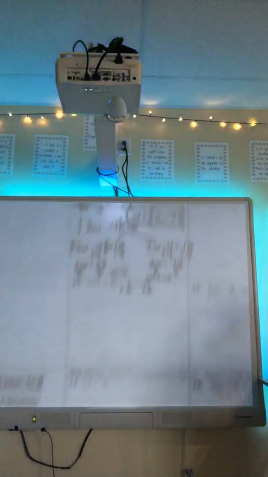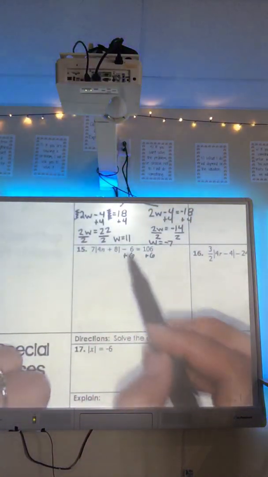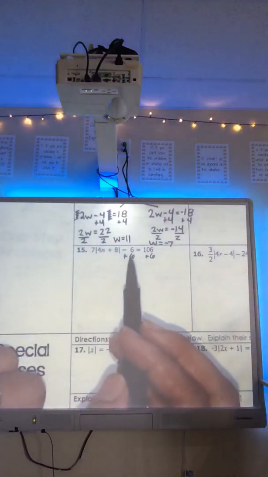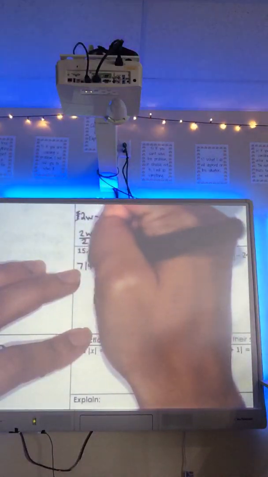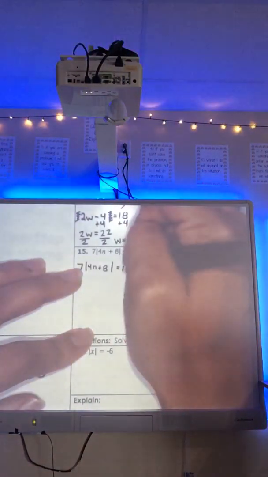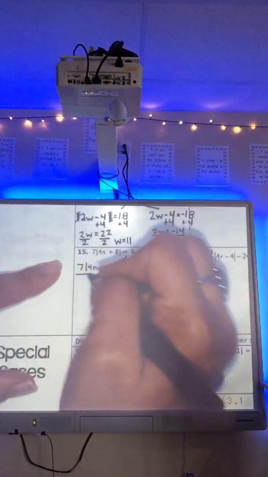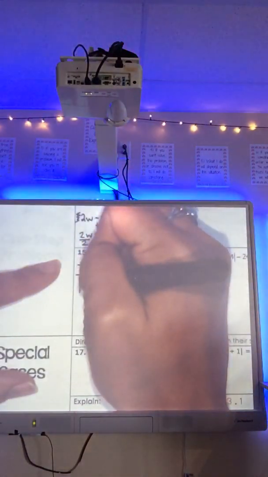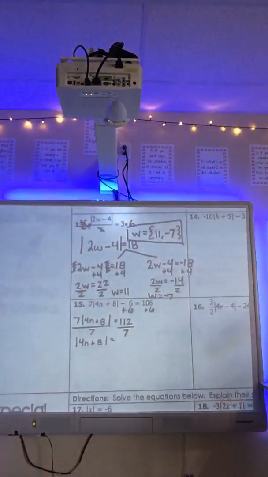Problem number 15. Here we have 7 times the absolute value of 4n plus 8, minus 6, equals 106. This is the part with the absolute value, so we're going to add 6 to both sides. We end up with 7 times the absolute value of 4n plus 8 equals 112. I want to get the whole absolute value by itself, so I'm going to divide the whole thing by 7. I end up with the absolute value of 4n plus 8 equals 16.